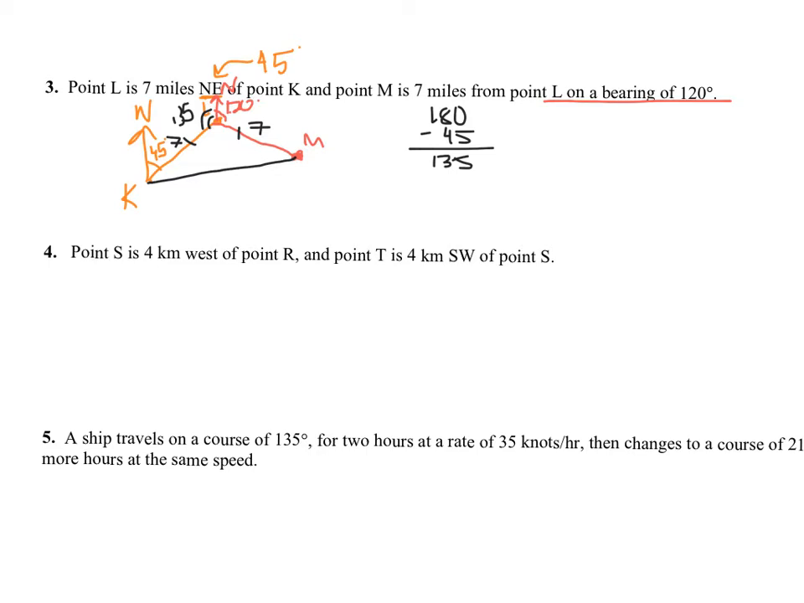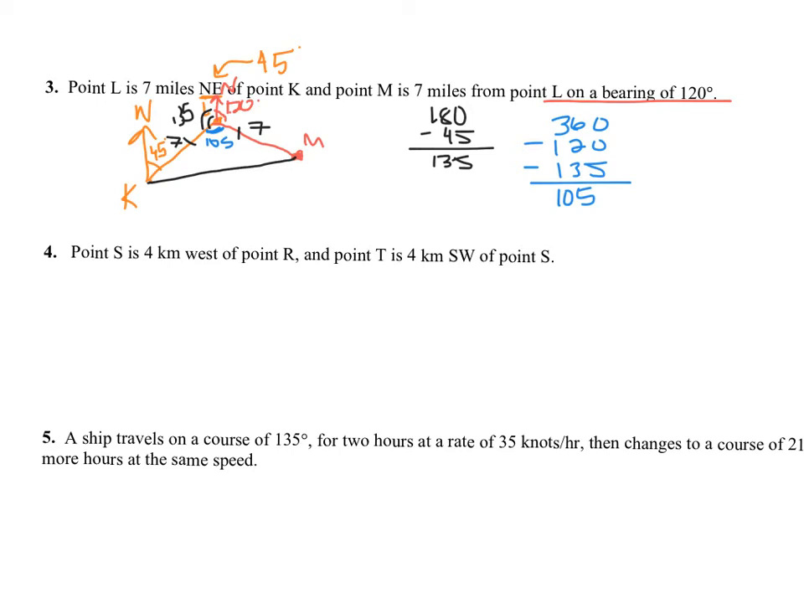I also recognize that on the inside right here, all three of those angles, the blue, the red, and the black, would add up to 360. Therefore, if I took 360 minus the bearing of 120 minus that 135 that I calculated, that angle on the inside would be 105 degrees.